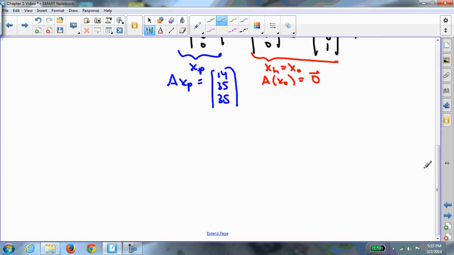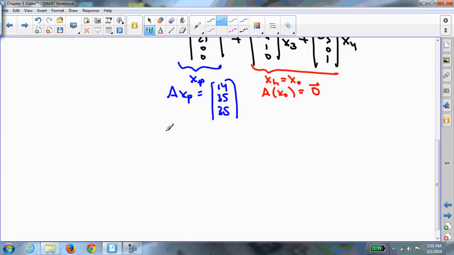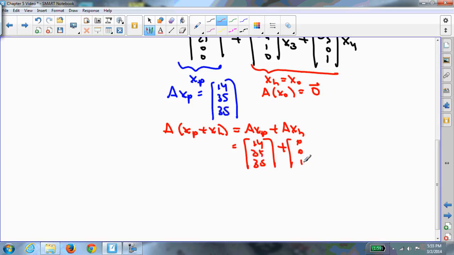But the fact is that A is a linear transformation, so if you do A times xp plus xh, that's the same as A times xp plus A times xh. A times xp is 14, 35, and 35. A times xh is 0, 0, 0. And you get 14, 35, and 35. So that's why any solution is actually made up of 2 components, a particular solution and a homogeneous component.